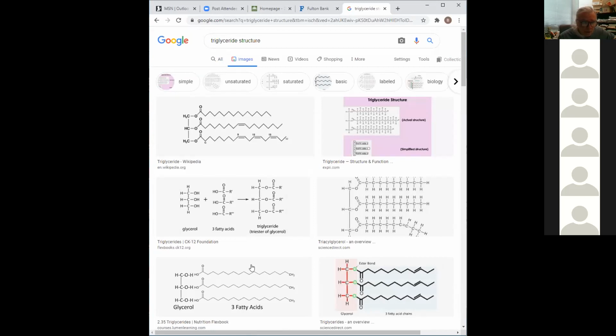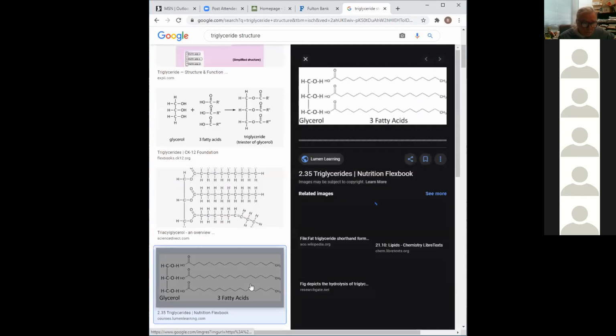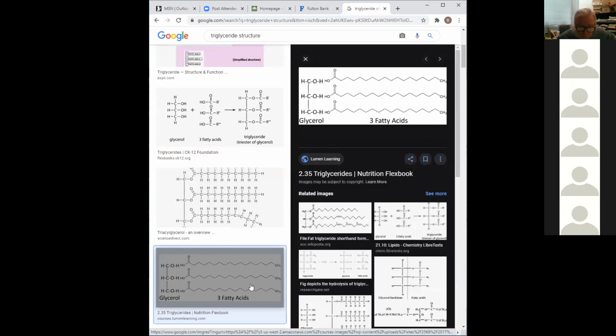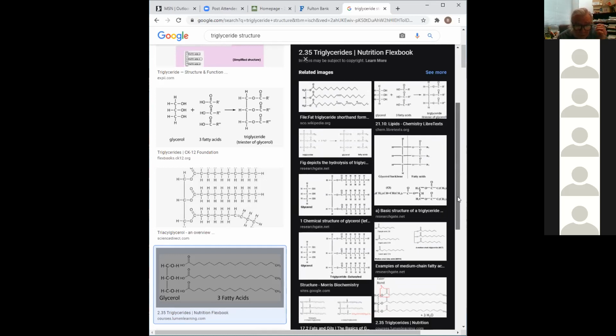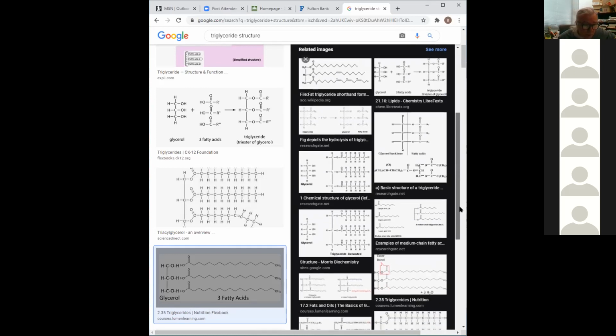Okay, here's the triglyceride, 3 fatty acids. There's the glycerol molecule. These are 3 fatty acids. So you're going to put these together and look at what we have. We have an OH here and an OH here. What kind of a reaction do you think you're going to use to put those 2 together? Dehydration. It's the same as putting sugars together.